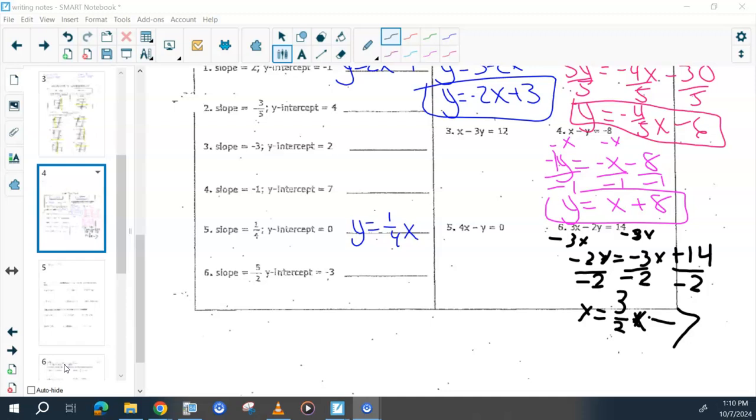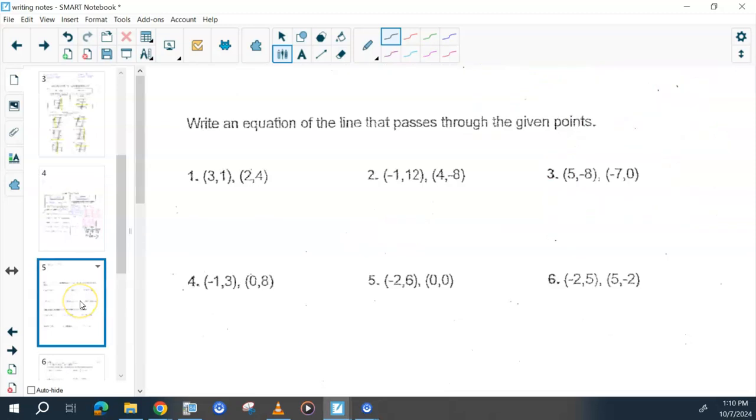You may have switched yours at the end, but you should have still gotten the same answer. Subtracting 3x on both sides, dividing everything by negative 2 to get 3 over 2x minus 7. Questions about that? Cool, we're going to take it up a notch. Go to the next page.